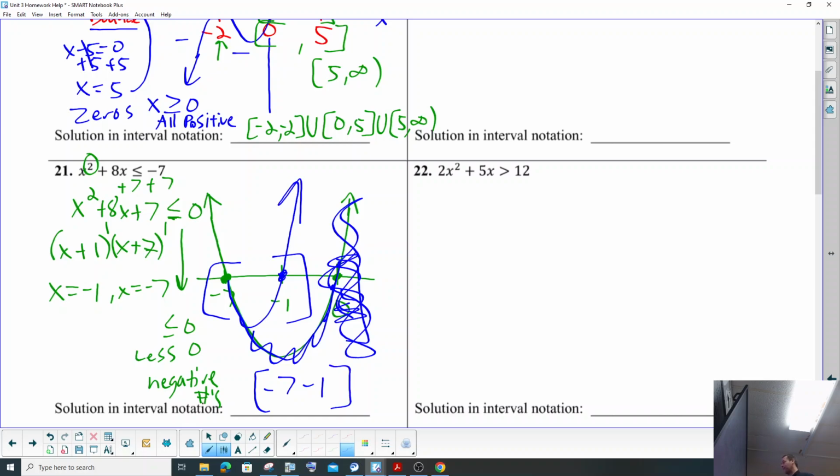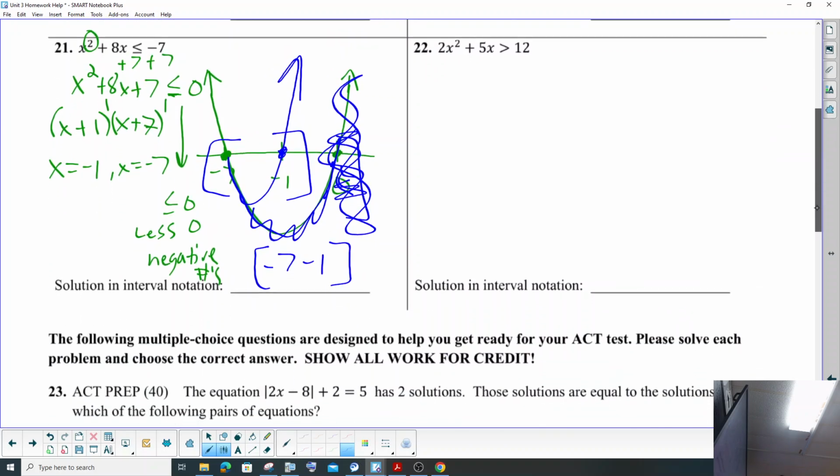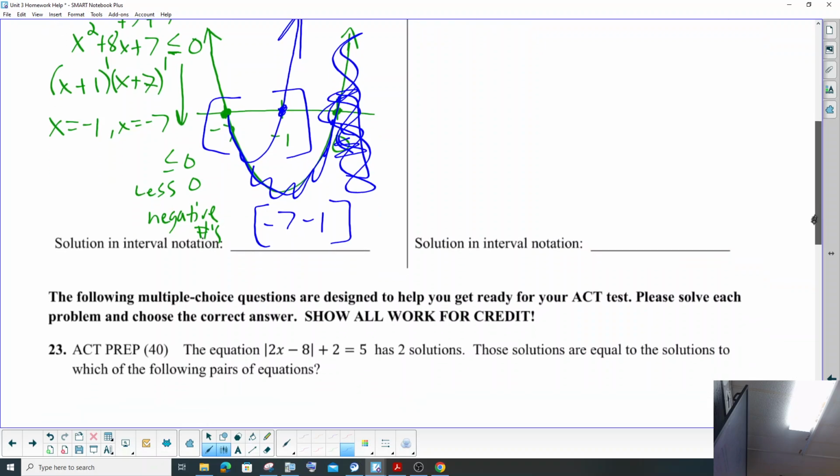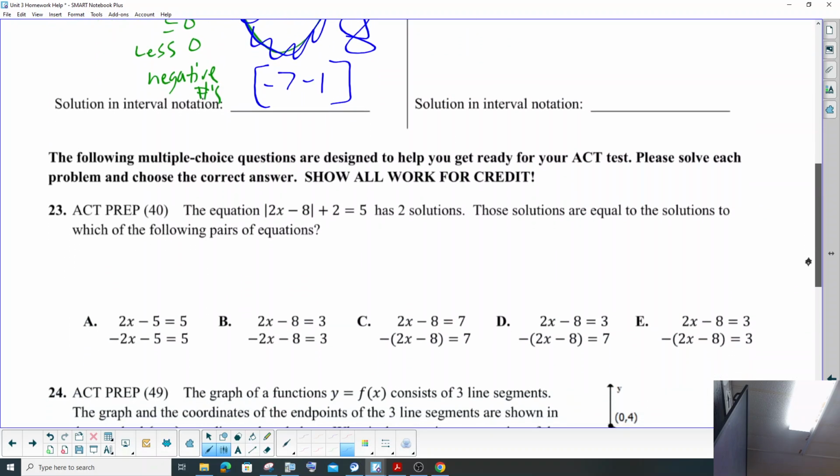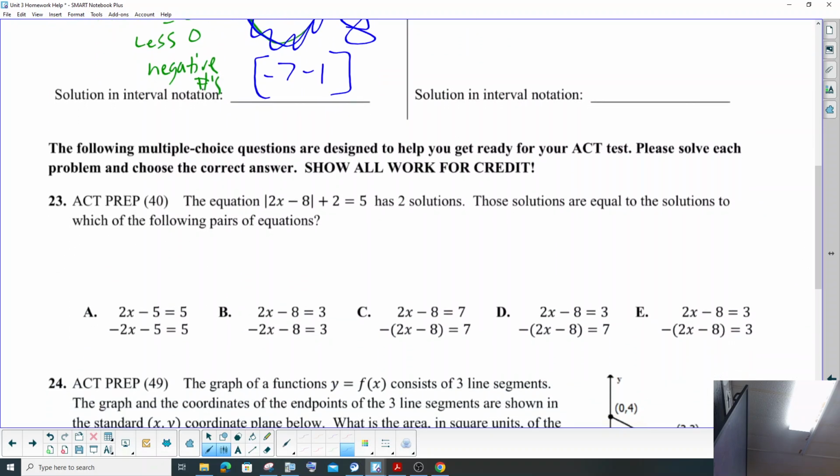There we go. Okay, last but not least, ACT prep. The equation has two solutions. Those solutions are equal to the solution of which of the following pairs. Just finishing our last video there. So we're going to solve. We're going to move the -2 to the other side. So we get 2x minus 8 equals 3.